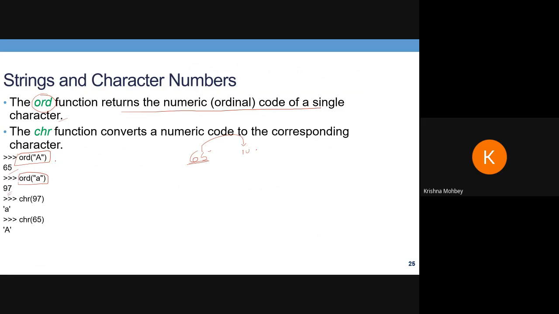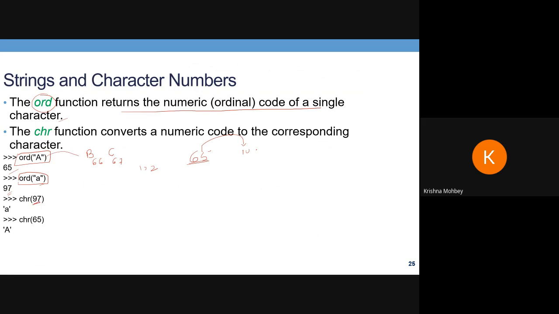Similarly, the ASCII value of small a is 97. Those are the two examples I have mentioned here. Based on that, capital A has ASCII value 65, so capital B will be 66, C 67, and this goes up to 102. Small a starts from ASCII value 97, small b will be 98, 99, and so on.